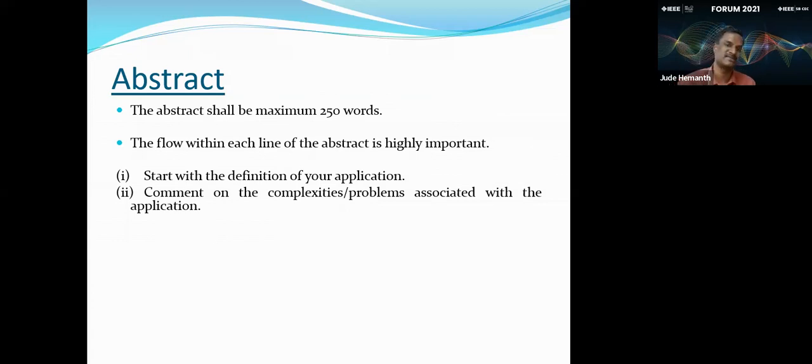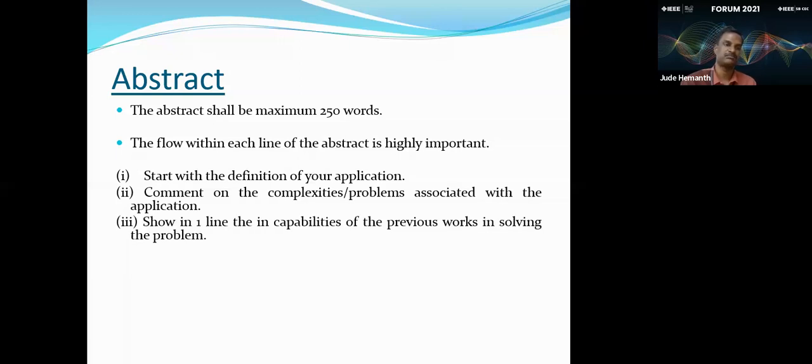Suppose if there is a cancerous disease, the inability to solve that can be represented here. So it depends upon whether your problem is with application or methodology. You need to give the problem. It is also called as problem statement.